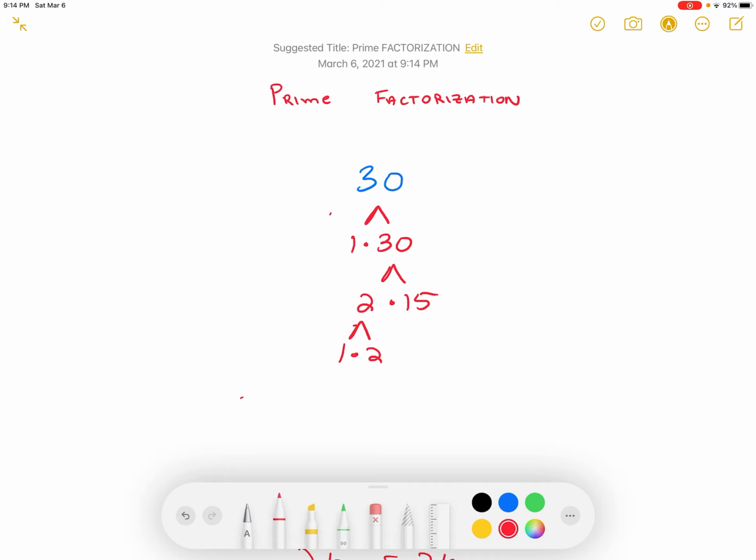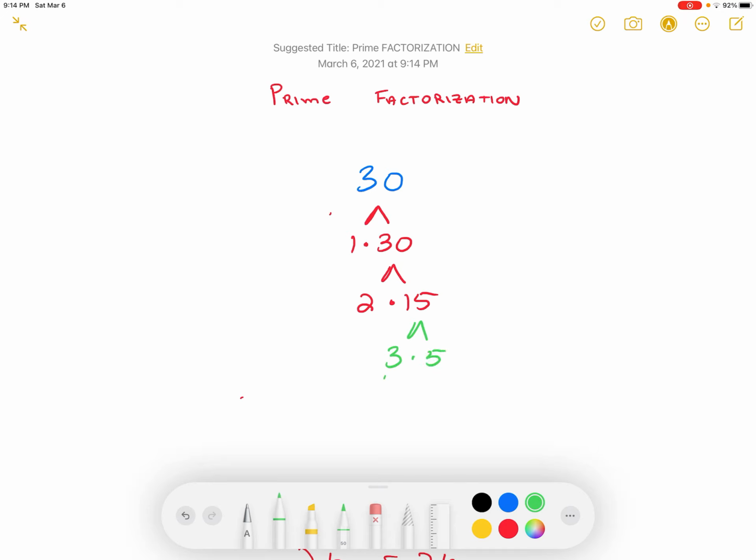Can I break down 2 anymore? Well, no, because it only gets 1 times 2. So that's done. What about 15? Is it done? Well, no, we can get a little deeper. We can factor it out more. We can do 3 times 5. Again, you see, I don't want to be doing 1 times 15 because that just wastes a step, right? So basically, you don't even need to do the first one, this 1 times 30, but I like to do it just to show you how to break it down.